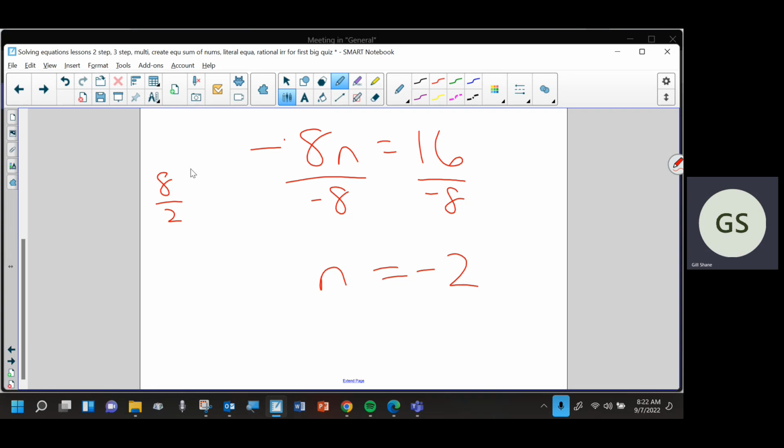Now, we don't divide by 12. No, you divide by negative. Remember, we're getting the variable by itself, so that's what we divide. But the steps look good, just be careful. Yeah, all of them look good.